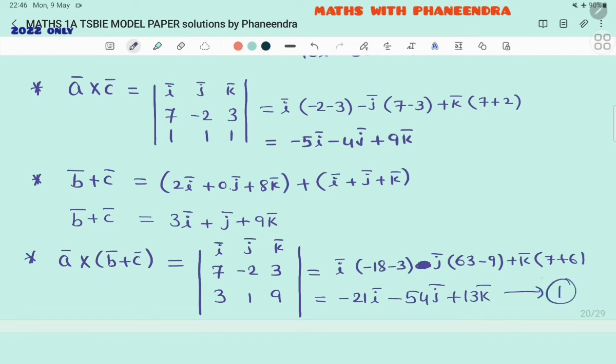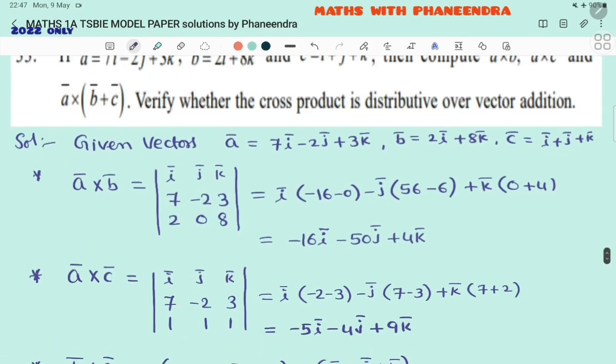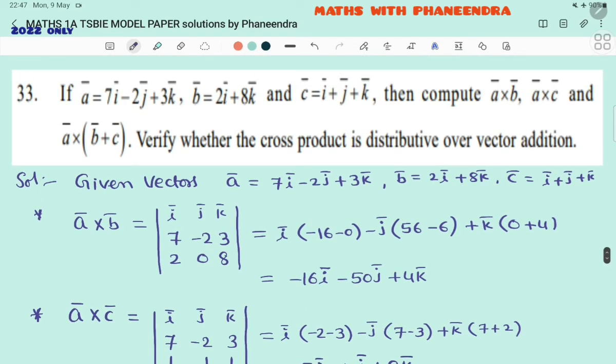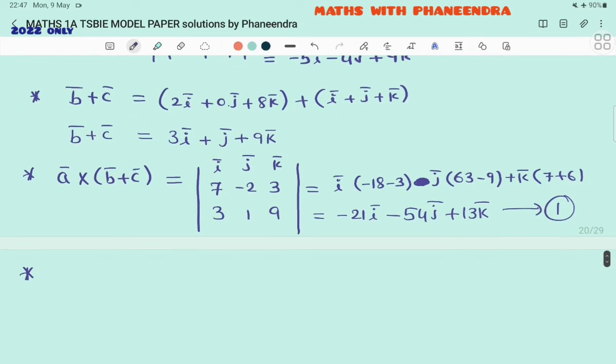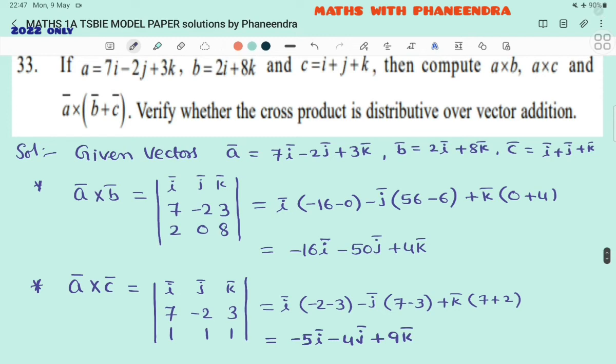Keep that equation number 1. So this is about A bar cross B bar plus C bar. They are asking to verify whether the cross product is distributive over vector addition or not. Now A bar cross B bar we calculated, A bar cross C bar also we calculated. After that we have to do the sum, A bar cross B bar plus A bar cross C bar. If the sum of these two vectors is equal to equation 1, then the cross product is distributive over vector addition.